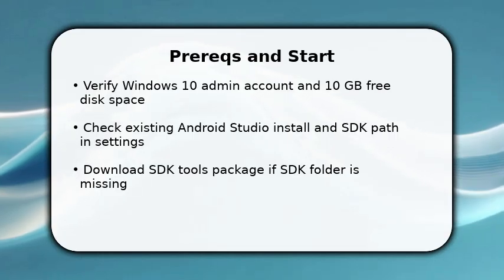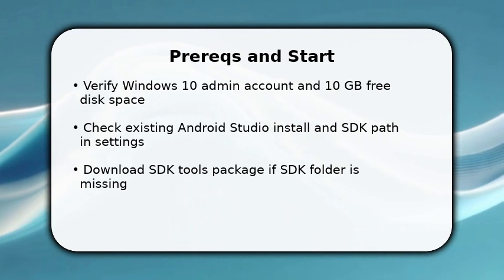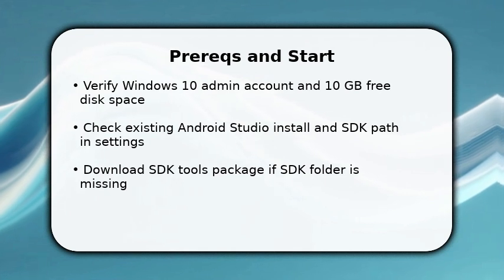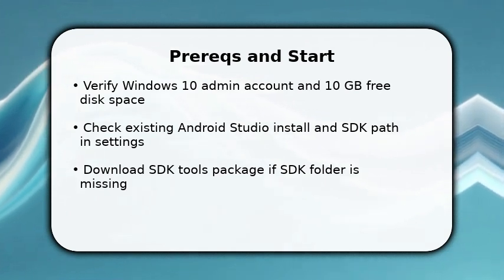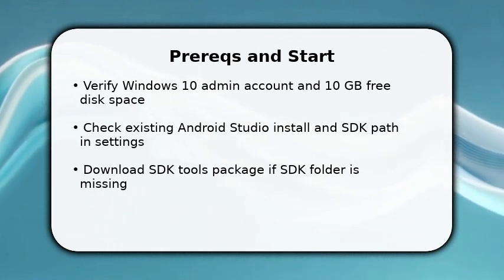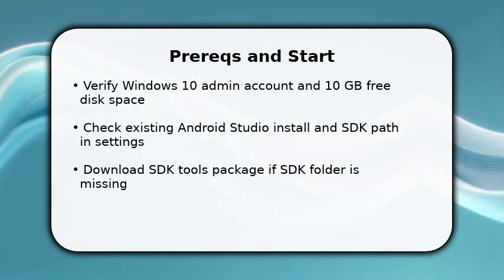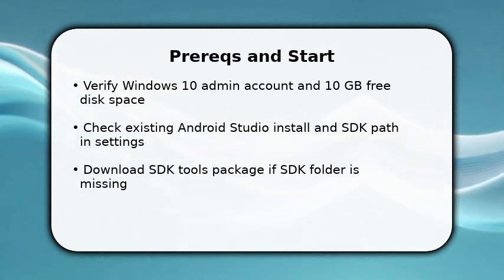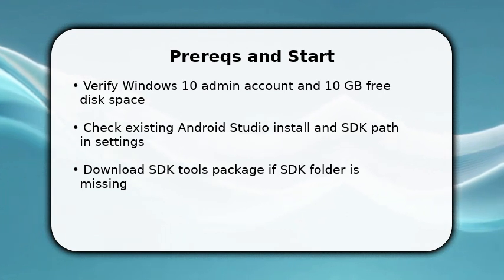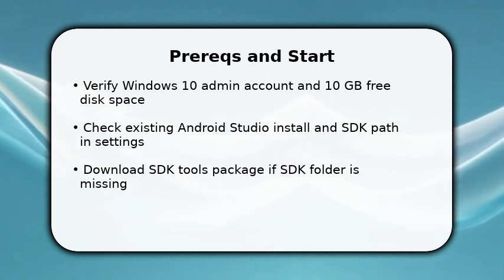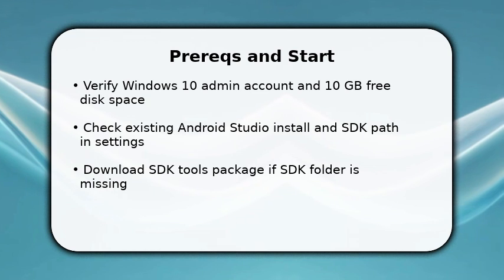You begin by confirming prerequisites. You need an admin Windows 10 account and enough disk space, so free up 10 GB if necessary. Once done, open Android Studio and inspect File, Settings, Appearance and Behavior, System Settings, Android SDK to see the current SDK path. If the SDK folder is missing, download the SDK command line tools now. This gives you manual installers and lets you recreate the SDK structure without reinstalling the whole IDE.